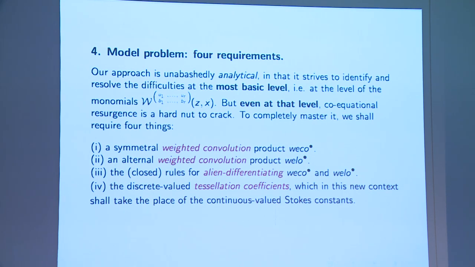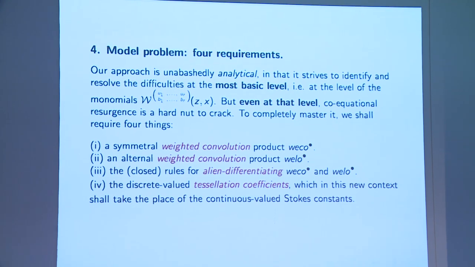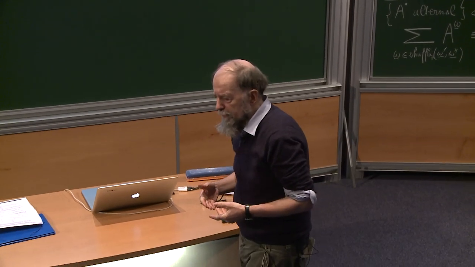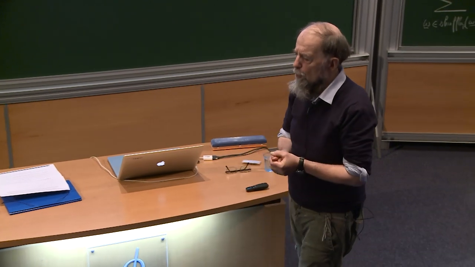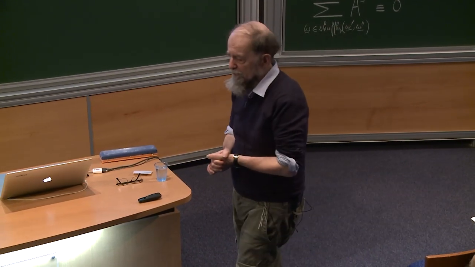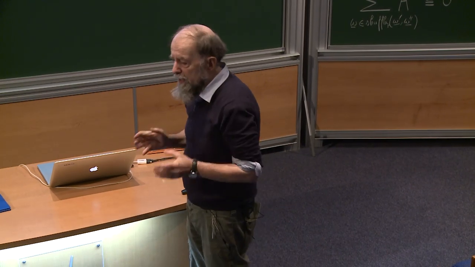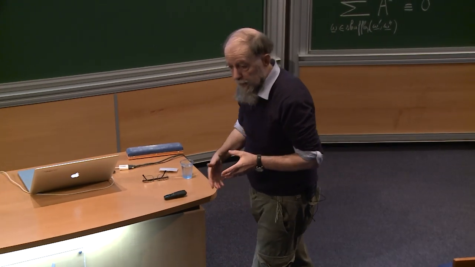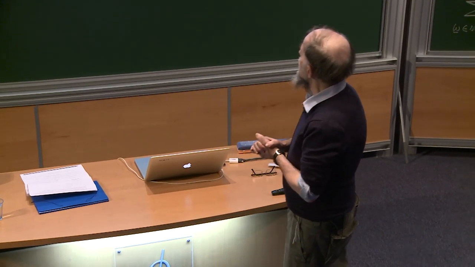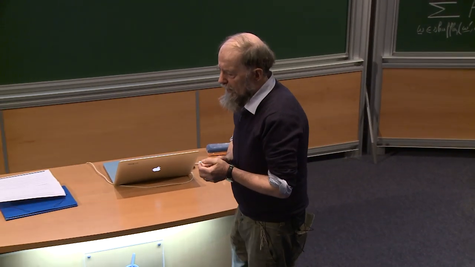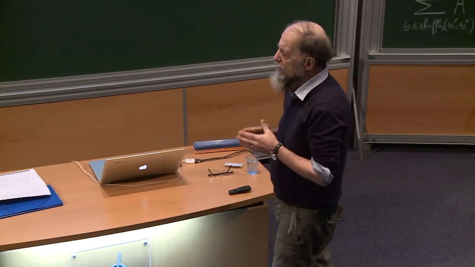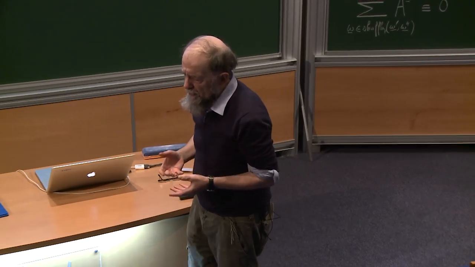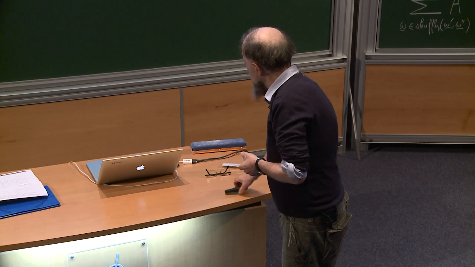Again, for perspective, let us say in advance what we are going to do. We need four things. We need a weighted convolution to express the biresurgent monomials with respect to x. Then to express their alien derivations, we are going to need a second type of weighted convolution. This time it will be symmetrical, alternal with respect to the index. And then we'll need exact formulas for finding the alien derivations of these two types of weighted convolutions. And then to express the alien derivatives, we need a new object, which is one of the stars of this theory, the tessellation coefficients.